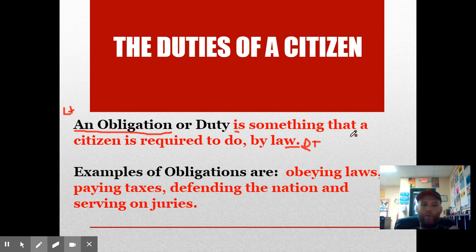So this is really important. An obligation is something that citizens are required to do by law. It is not optional. You have to do it or you are breaking and violating the law. So when we talk about an obligation, it can also be referred to as a duty, but an obligation or duty is something that you are required to do by law. So you need to write that down on the left, the definition on the right, in red there on the right. You don't have to write down the examples because the next couple slides are going to run through them.